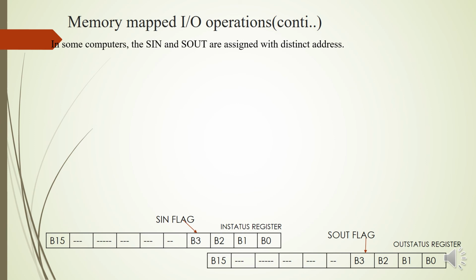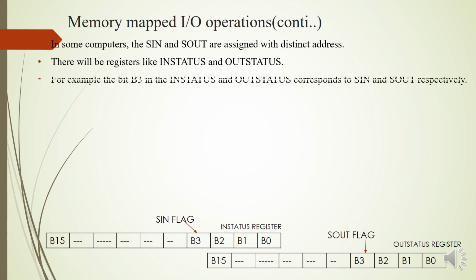In some computers, SIN and SOUT are assigned distinct addresses. There will be registers like in status and out status. For example, bit B3 in in status and out status corresponds to SIN and SOUT respectively. Here you can see in the in status register the B3 bit represents the SIN flag. In the out status register the B3 bit represents the SOUT flag.